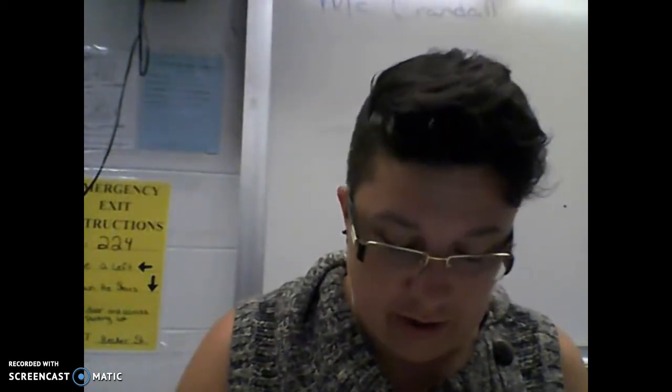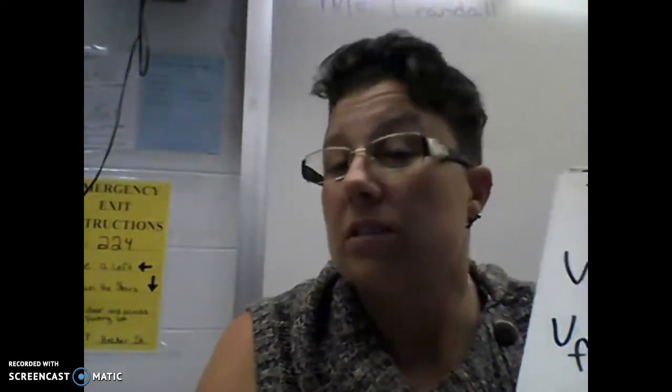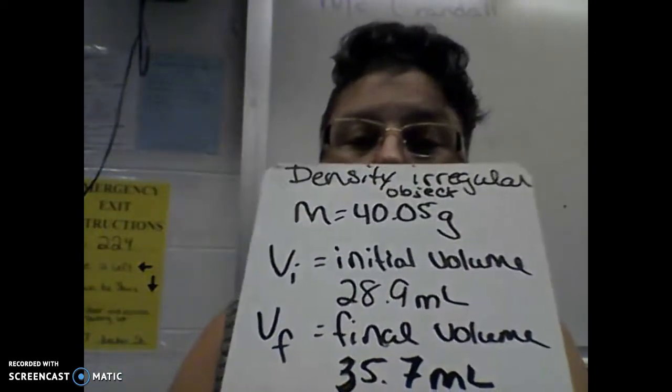So the final volume that you should have gotten is 6.8 milliliters. If you got a negative number, you did 28.9 minus 35.7. If you got a negative number, ask yourself, can this have a negative volume? Use some common sense on some of these problems that you're going to have to do. Does this have a negative volume? No, it obviously has a volume because I can feel it, it's in my hand, it has a volume. So it's 6.8 milliliters.